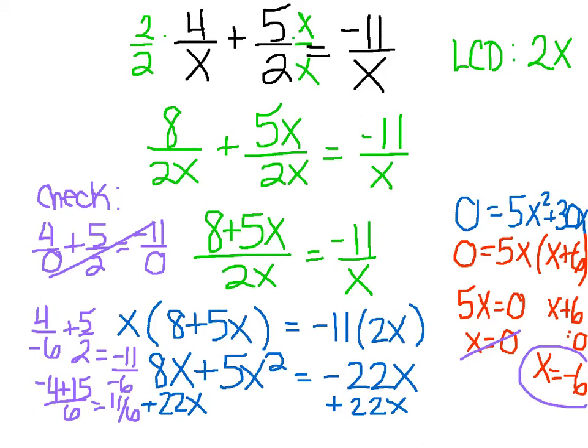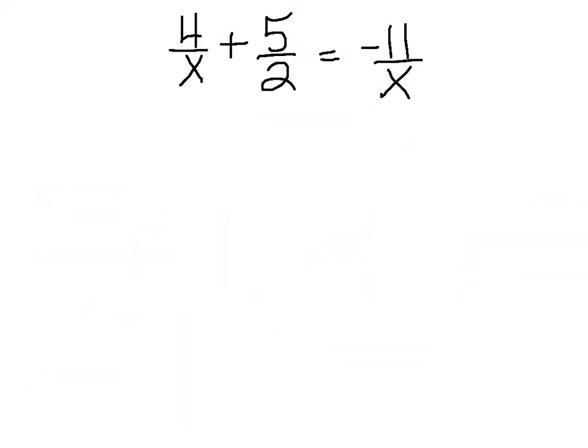So you can get it to be one fraction, like we got here, and then cross multiply. But there's another way to solve this. Let's look at the same problem again. We have 4 over x plus 5 over 2 equals negative 11 over x. If we look at the least common denominator of every single denominator here on both sides of the equation, we still see that the least common denominator is going to be 2x.